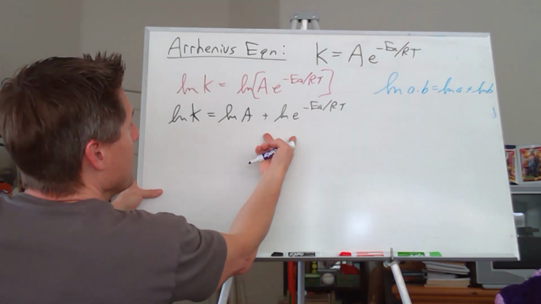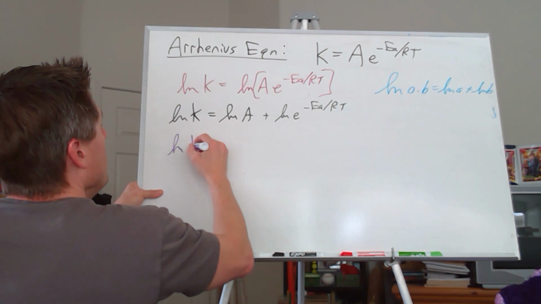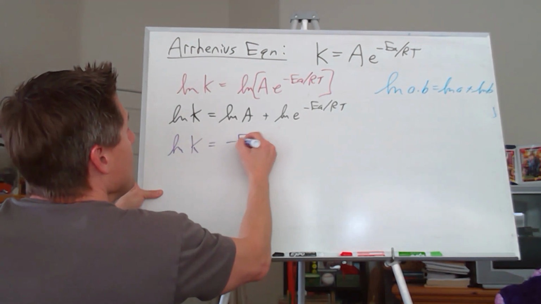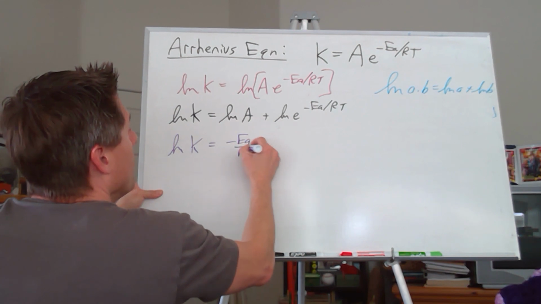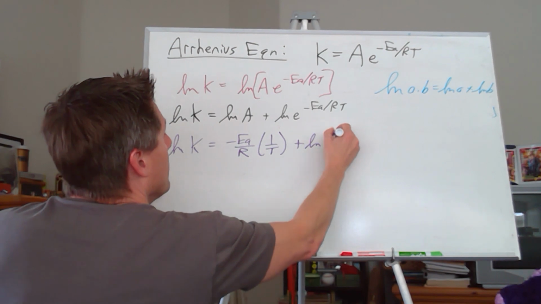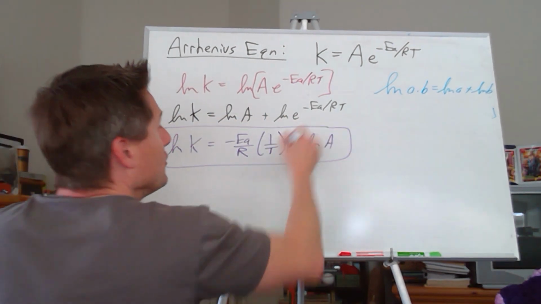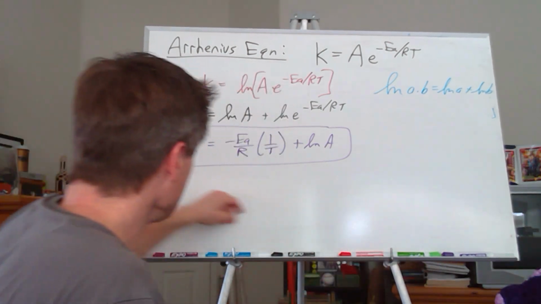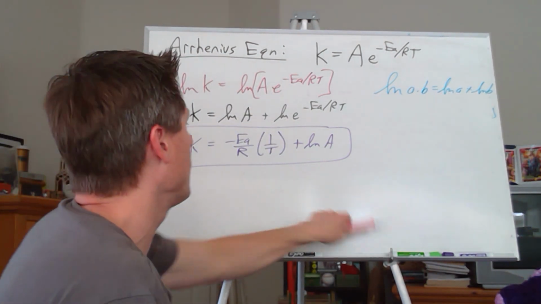And then I'm going to flip these. So I'm going to get the log of the rate constant will be negative Ea over R, times 1 over T in parentheses, plus log of A. So if you look in your lecture notes from the kinetics chapter, this should look familiar. This is your y equals mx plus b format.